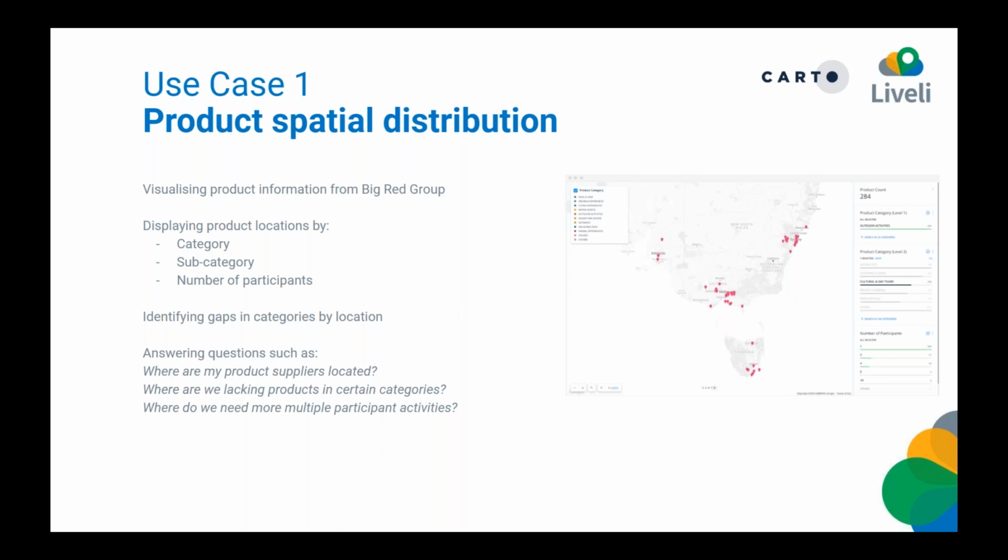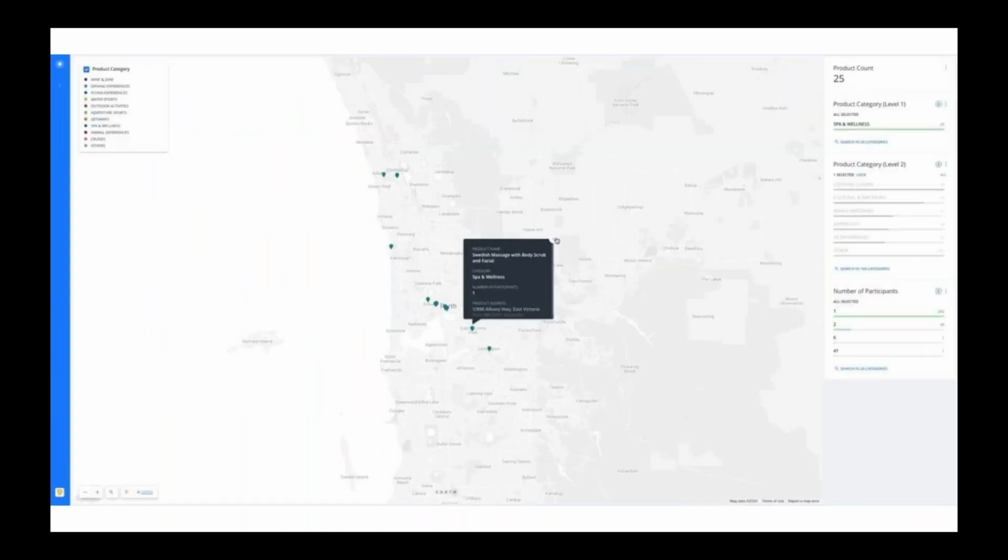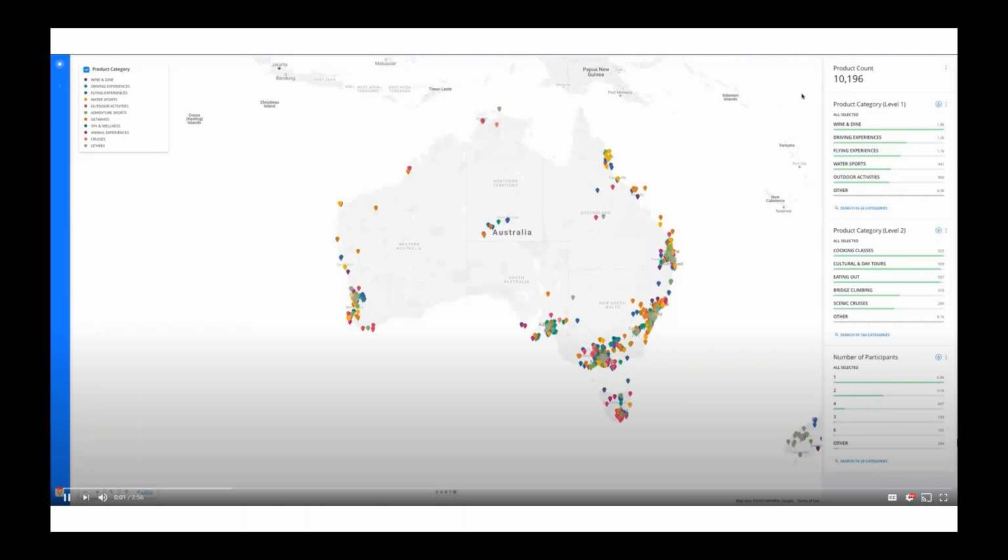The purpose behind this, or the questions you'd be answering, are things around the gaps. Big Red Group might find that they don't offer certain categories in some areas, so there might be something their team can go out and give a little bit more attention to, or research further. Now we'll run you through a live demo.